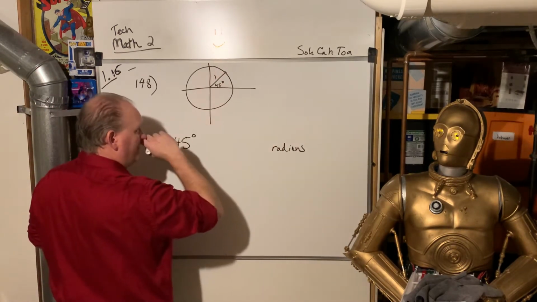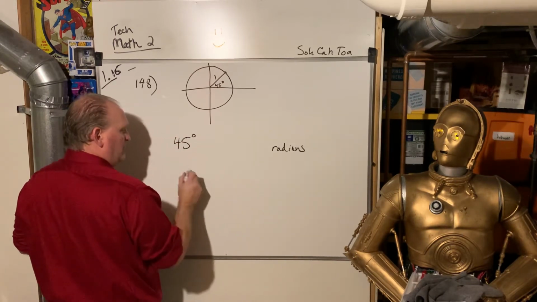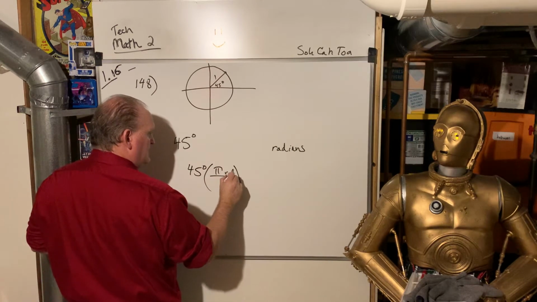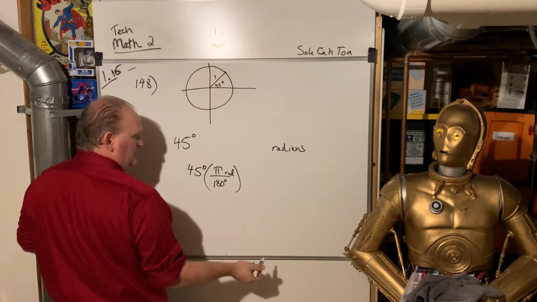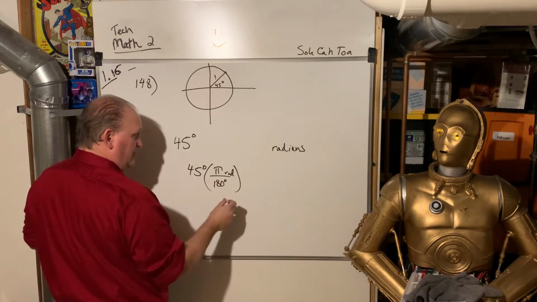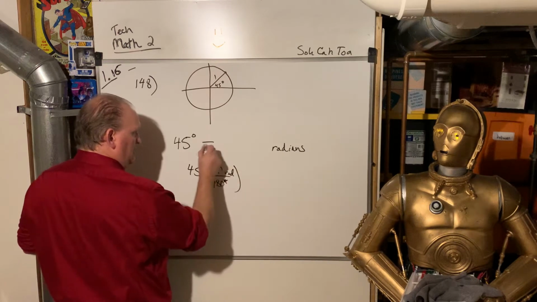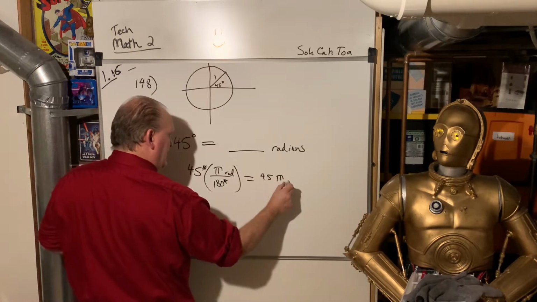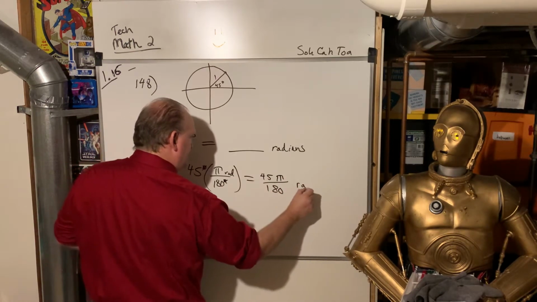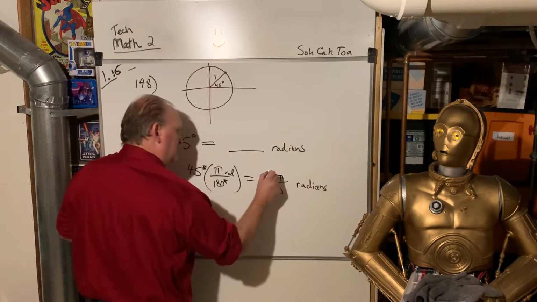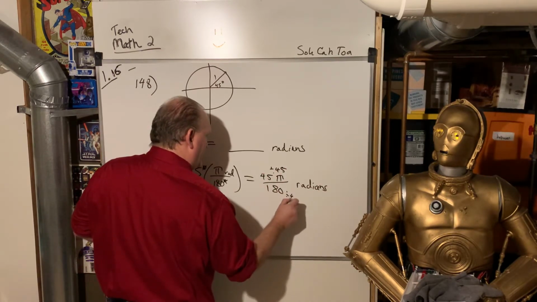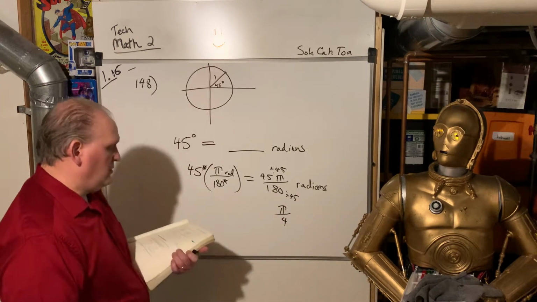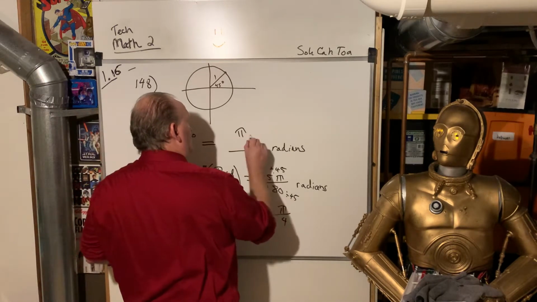And again, if you're kind of a visual person, this would probably make sense. Remember how we convert. We do 45 degrees times pi radians over 180 degrees. And so that's going to end up with the degrees canceling. And so we have 45 pi over 180 radians, and we can definitely reduce that. 45 divided by 45, and that is pi over 4. So pi over 4 radians, which does make sense.